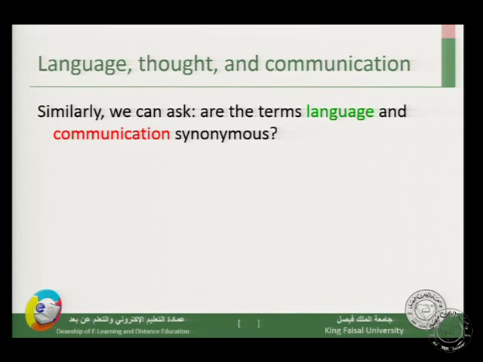Now I would like you to think about an answer for this question. Are the terms language and communication synonymous? Do they have the same meaning or not? Okay, I will just give you one moment to think of an answer for this question. The answer is either yes or no. If you answered yes, you are wrong, and we are going to see why.